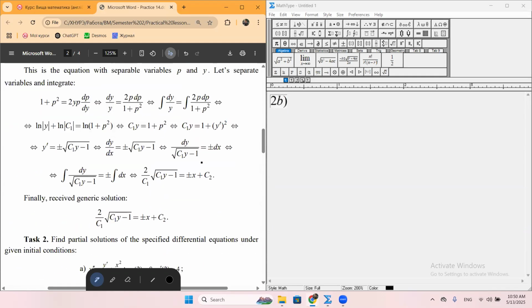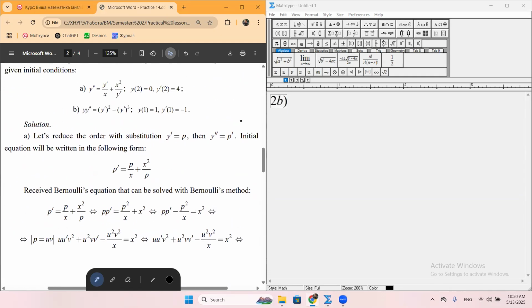Okay, the next equation that we have: y multiplied by y double prime equals y prime squared minus y prime cubed. And y of 1 equals 1, y prime of 1 equals minus 1.